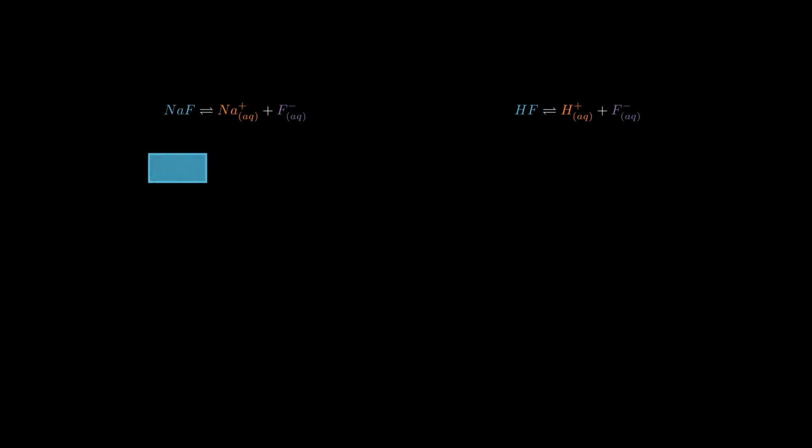For example, if we have an arbitrary amount of sodium fluoride in the solution, we will notice that it will dissociate into some sodium ions and some fluoride ions. Similarly, hydrogen fluoride will do the same. However, since we are in a solution with fluoride ions already present, the equilibrium will be pushed to the left.